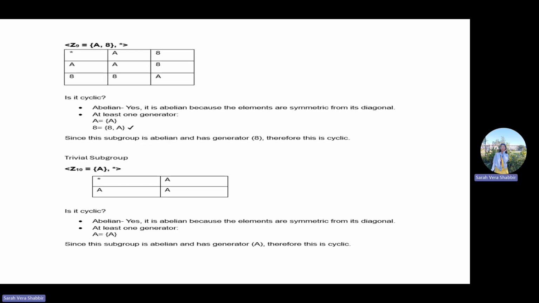And lastly, let's check if the trivial subgroup is cyclic or not. Since this is abelian, wherein the elements are symmetric from its diagonal, obviously, and it has at least one generator, which is A, therefore our trivial subgroup is cyclic as well. So that would be all for determining if our group or subgroups are cyclic. Thank you.